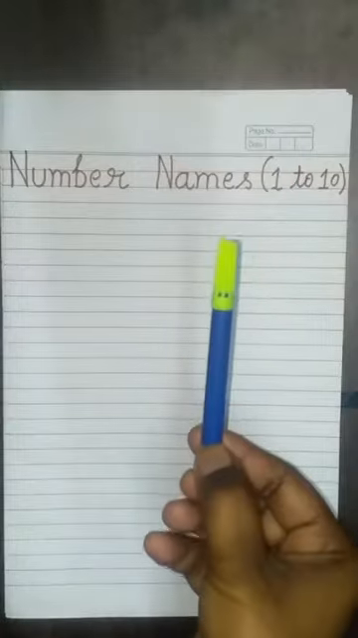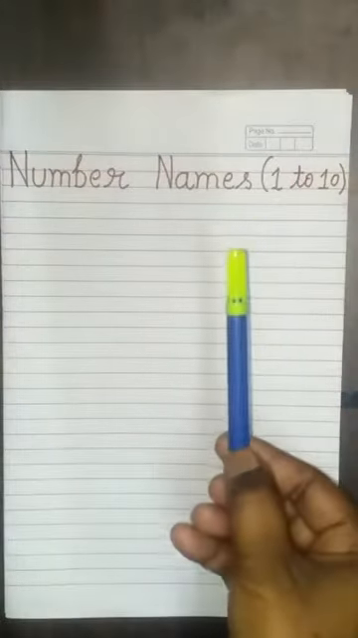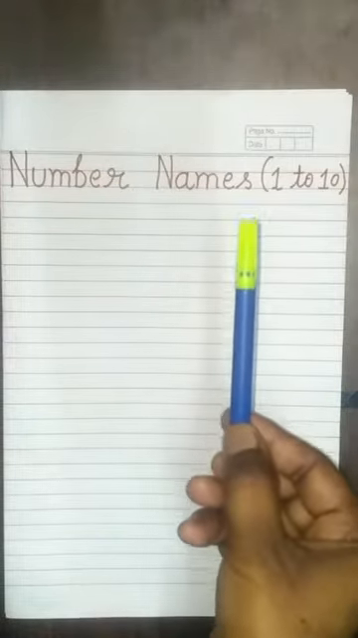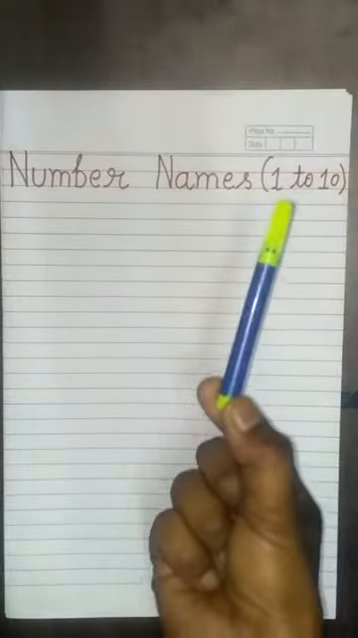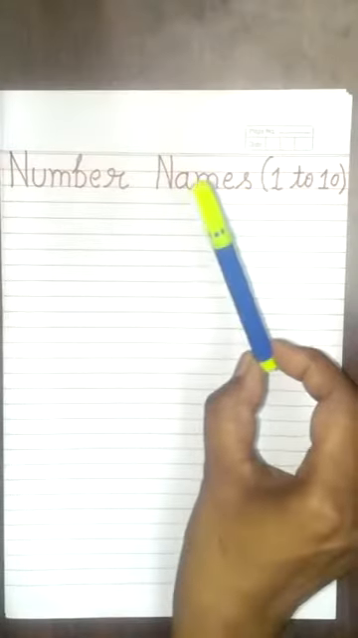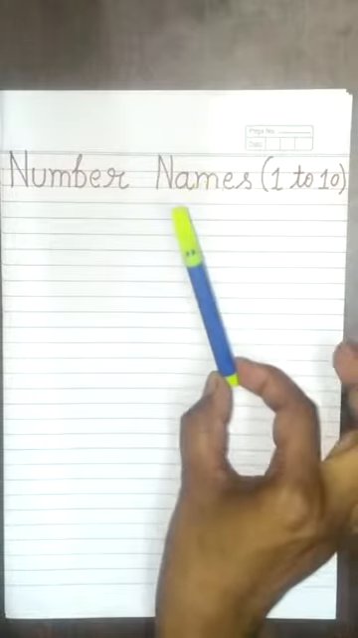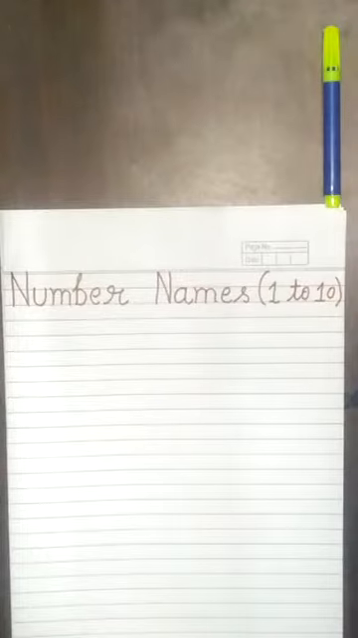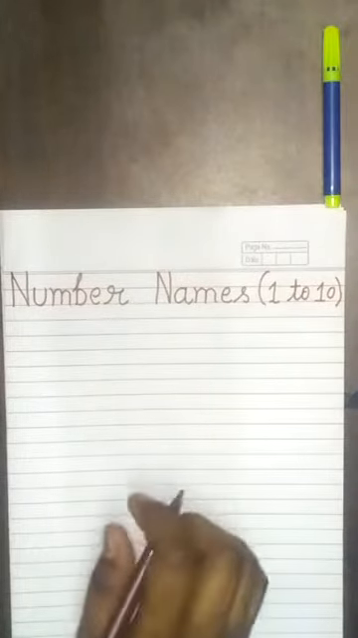Yes, this is a sketch pen which is used to do drawing. Okay, so now tell me one thing. How many sketch pens are in my hand? This is 1. Yes, you are absolutely right. This is one sketch pen. So here is one sketch pen. Now let's start writing number names of 1.